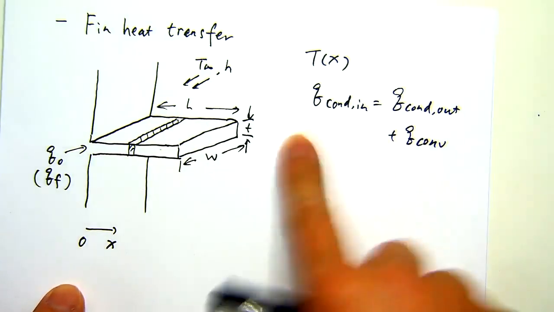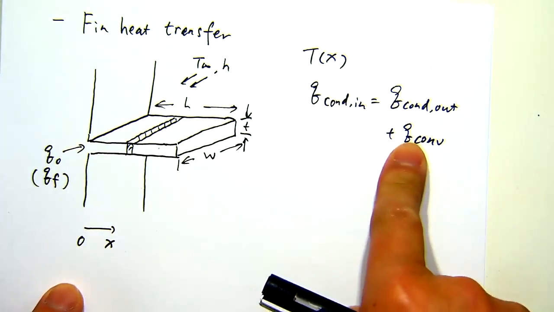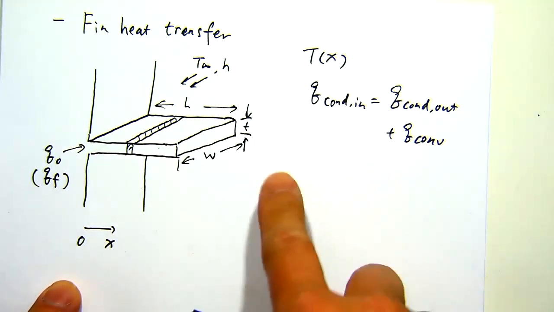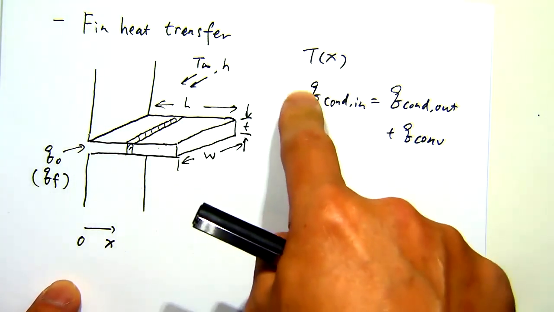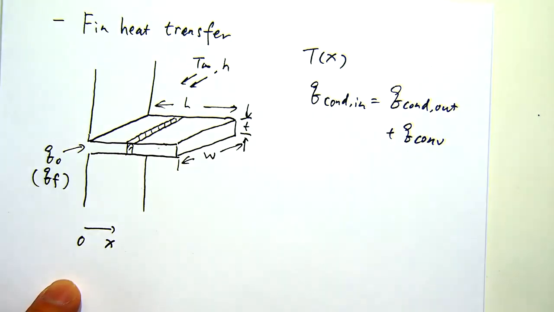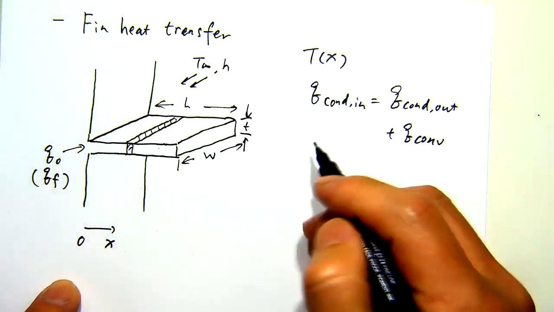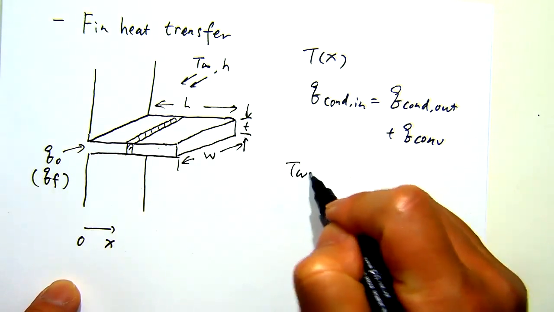Then what we did is basically follow the procedure we described before. We bring in the rate equations for conduction and convection, and then do the integration, right? And with the integration, we'll find it's a second order differential equation, and then we need to bring in two boundary conditions.